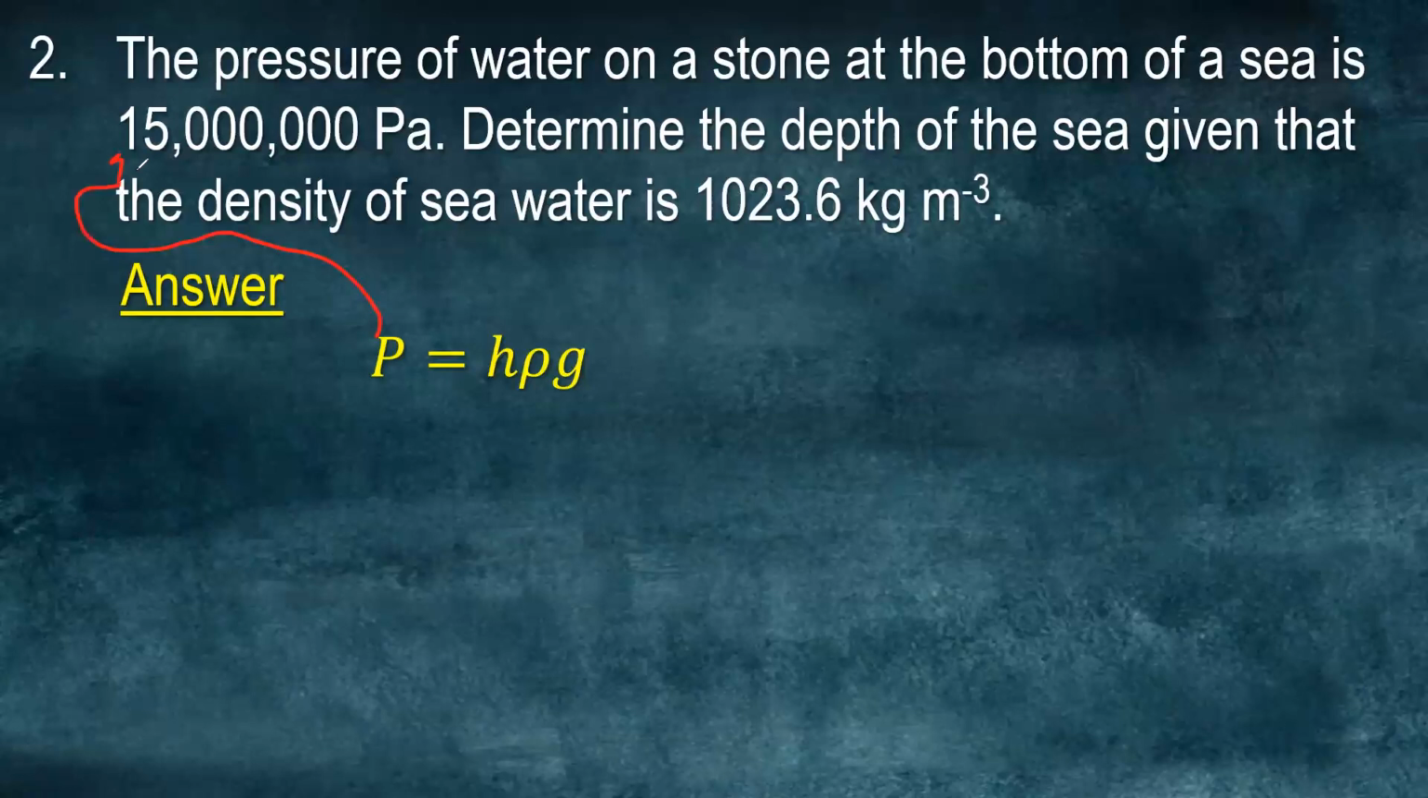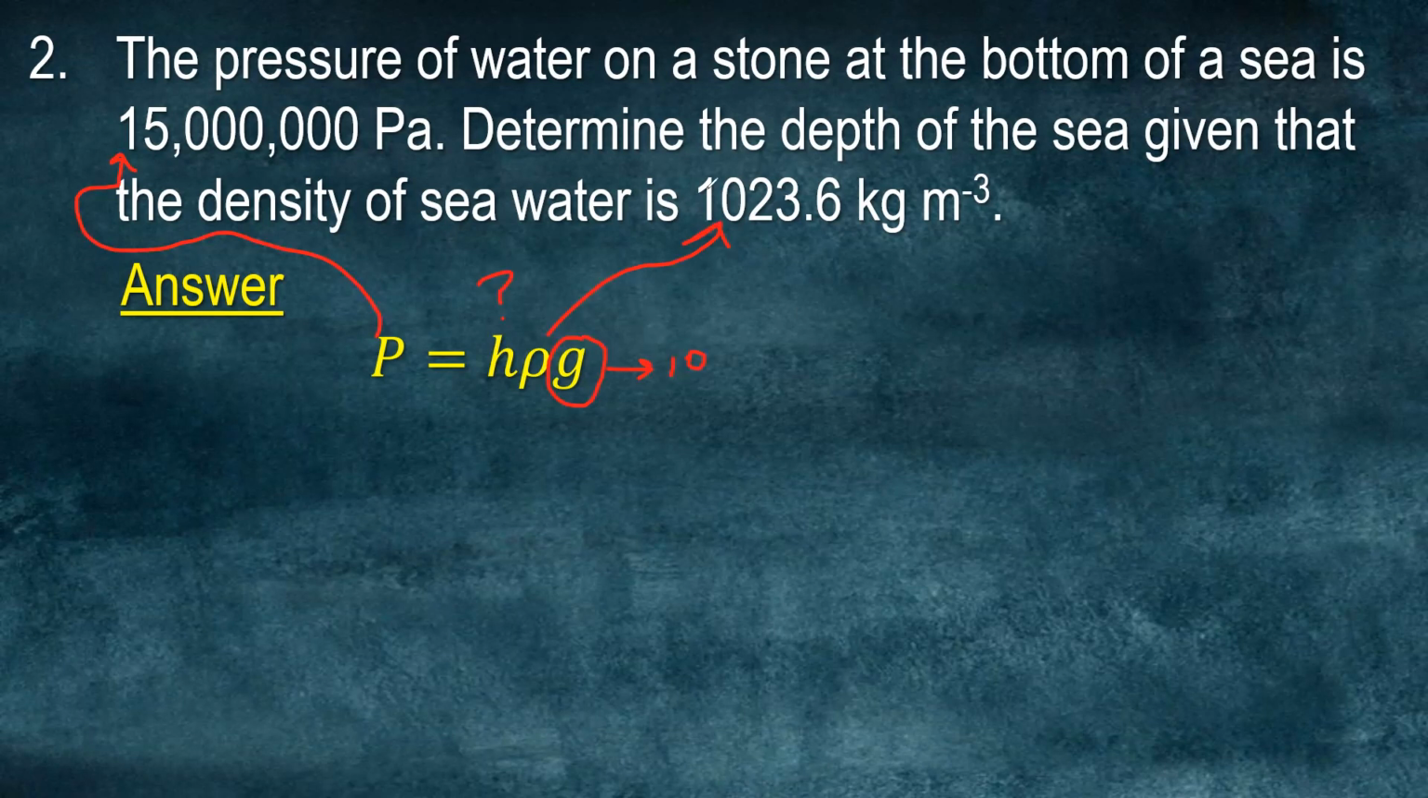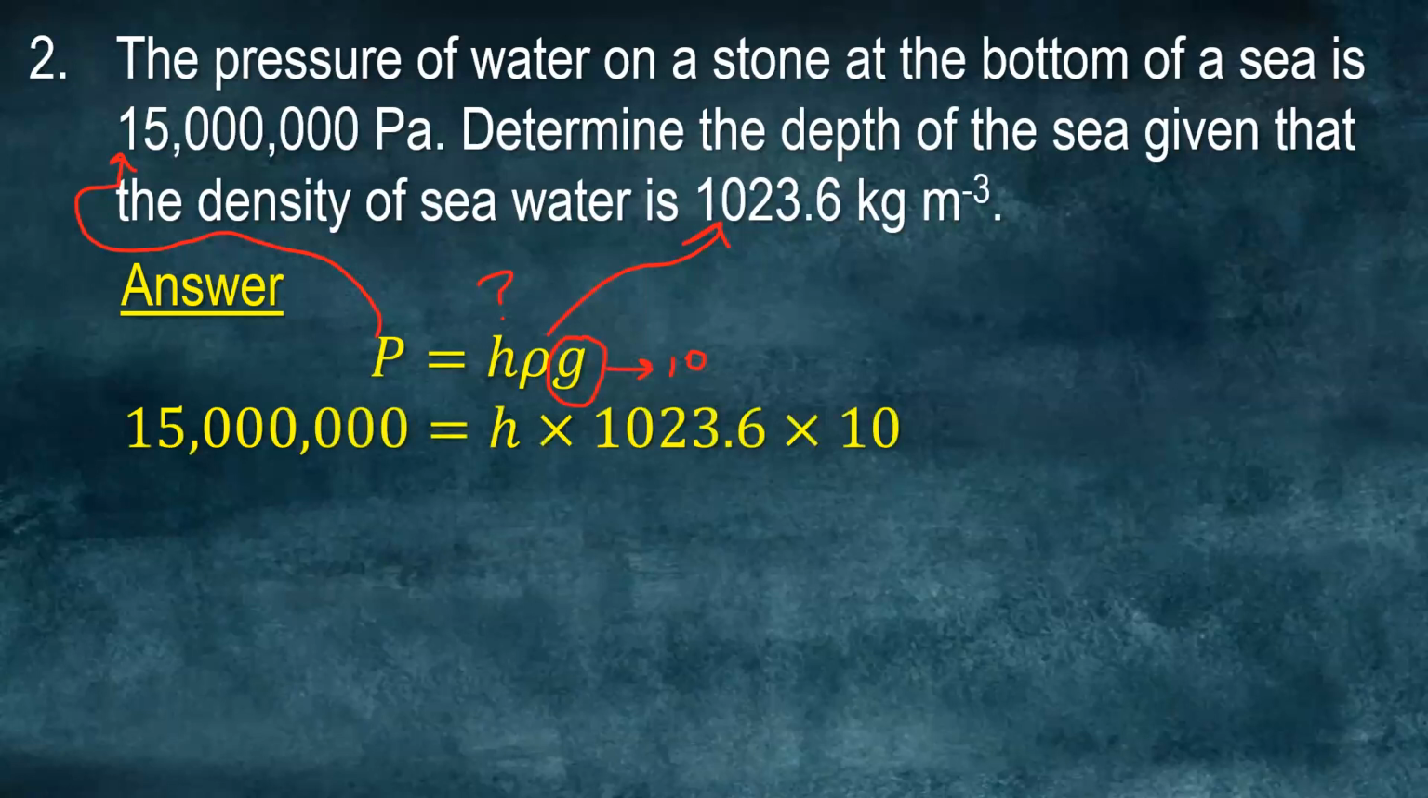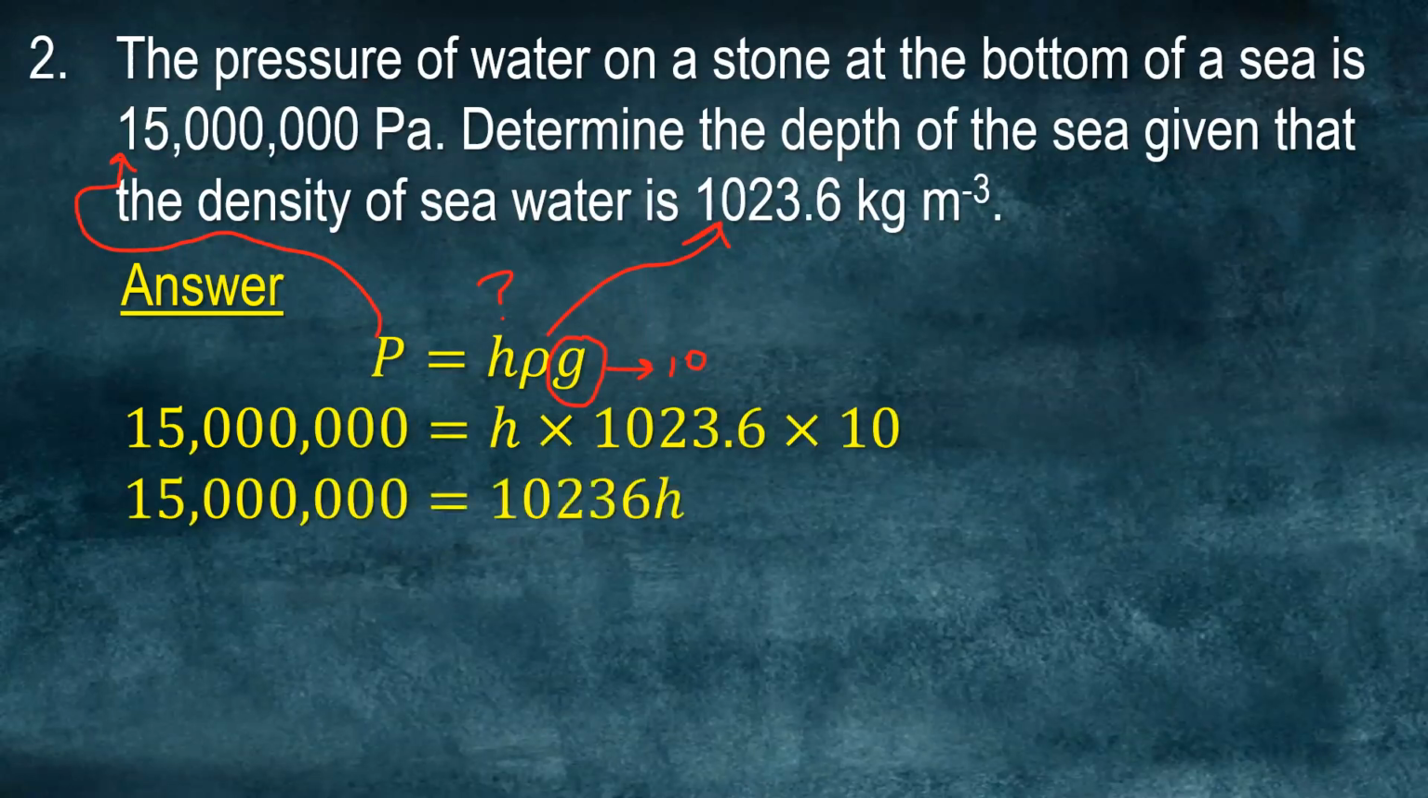This is the pressure. And they're asking for the depth, so we don't know the depth. We know the density of seawater, it has been given as 1023.6, and g on Earth is 10. We take 10 for g, and for all levels we shall keep taking 10. If you substitute, you're going to end up with 15 million equals 1023.6 H.